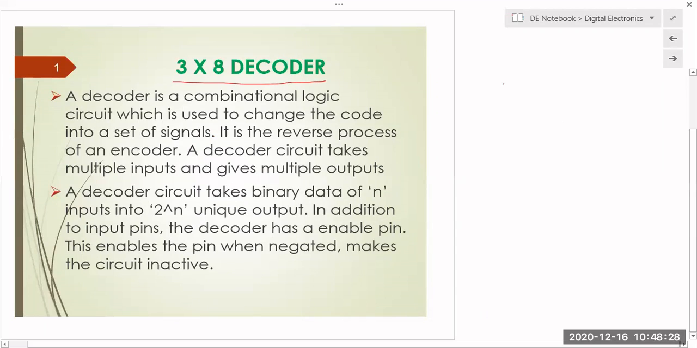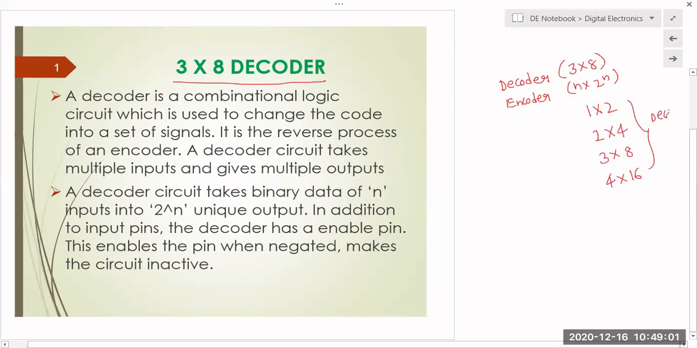The remaining topics are decoder circuits and encoders. In our syllabus, the 3 to 8 decoder can be directly described as an n into 2 power n decoder. If n is 1, then we have a 1 by 2 decoder. If n is 2, a 2 by 4 decoder. If n is 3, a 3 by 8 decoder. If n is 4, a 4 by 16 decoder. These are the different types of decoders.